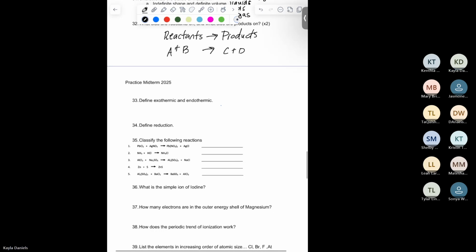Thirty-three. Exothermic: exo, think of exit. This is when heat is released. If it's released, it's going to be on the product side. Endo, think in. Heat is required, so in an equation this would be on the reactant side.